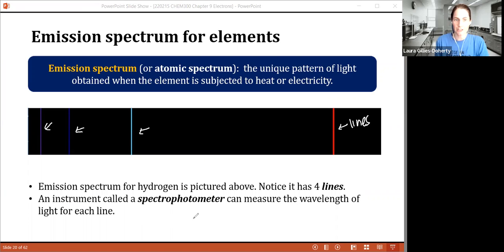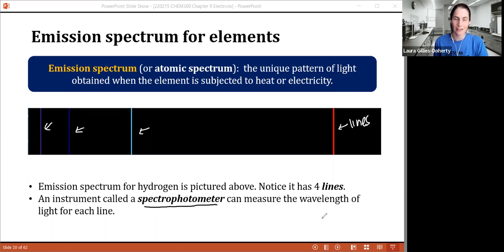So the instrument that turns that signal, the bands of light energy, into a signal that gives us the wavelength and the frequency and the intensity of the light, that type of instrument is called a spectrophotometer. It takes spectra and it measures them. So it can measure the wavelength of light for each of those bands.